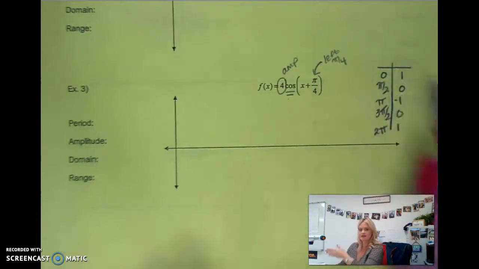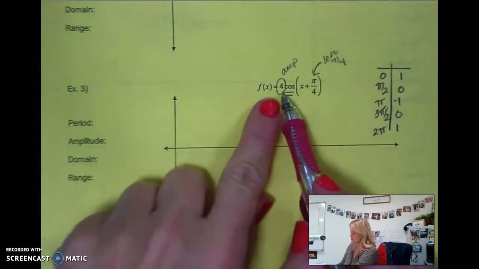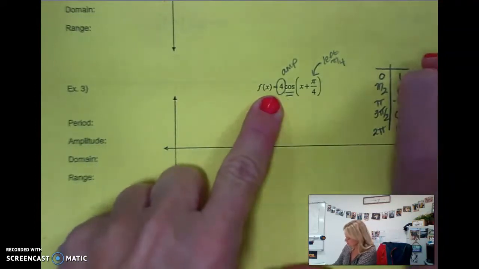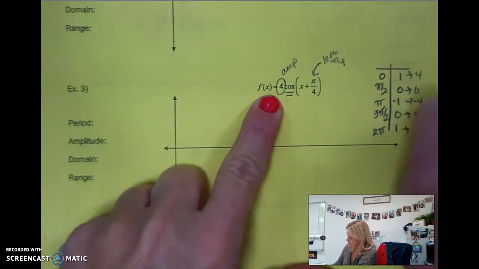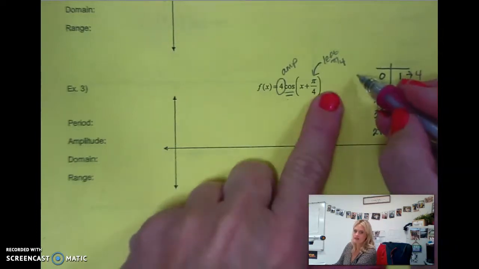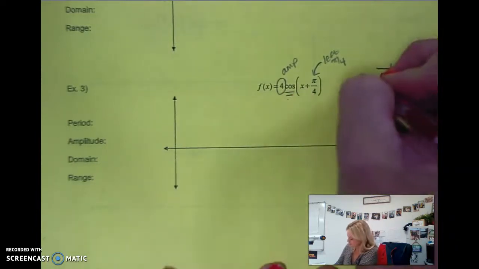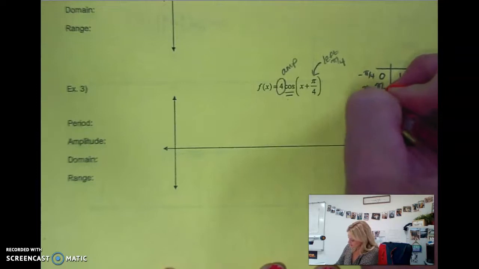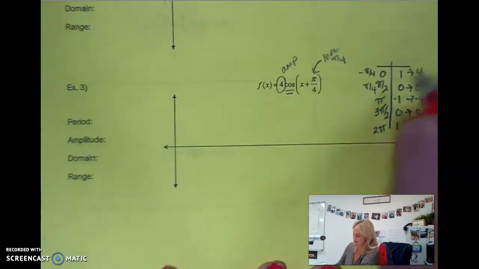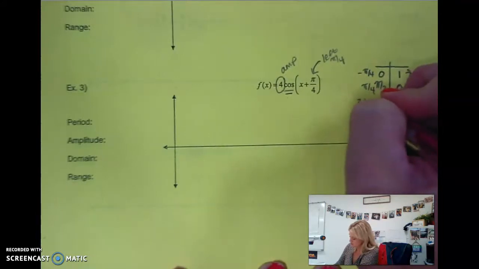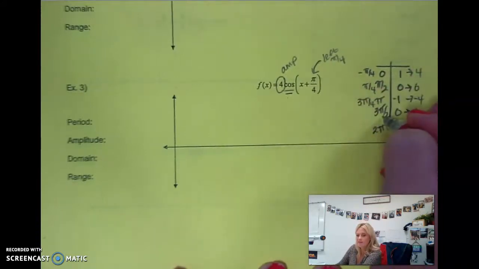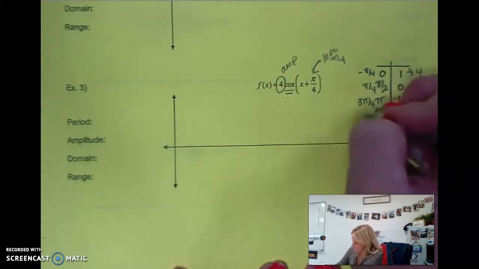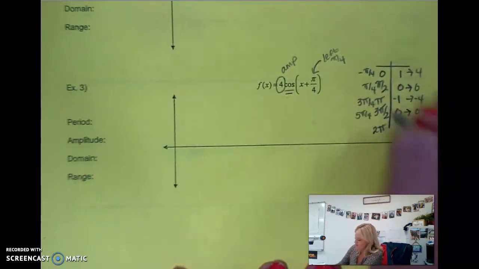So this affects my x-axis. So I'm going to do the y side first, multiply everything by 4, and then I'm going to do my x-axis and move everything to the left 1/4 of a pi. So if we normally start at 0, now we're at negative 1/4. If we're at 1/2 minus 1/4, now we're at positive 1/4. 1 pi minus 1/4 is 3/4 of a pi. 1 1/2 minus 1/4 is 1 1/4, which is 5/4. And 2 minus 1/4 is 1 3/4, or 7/4.